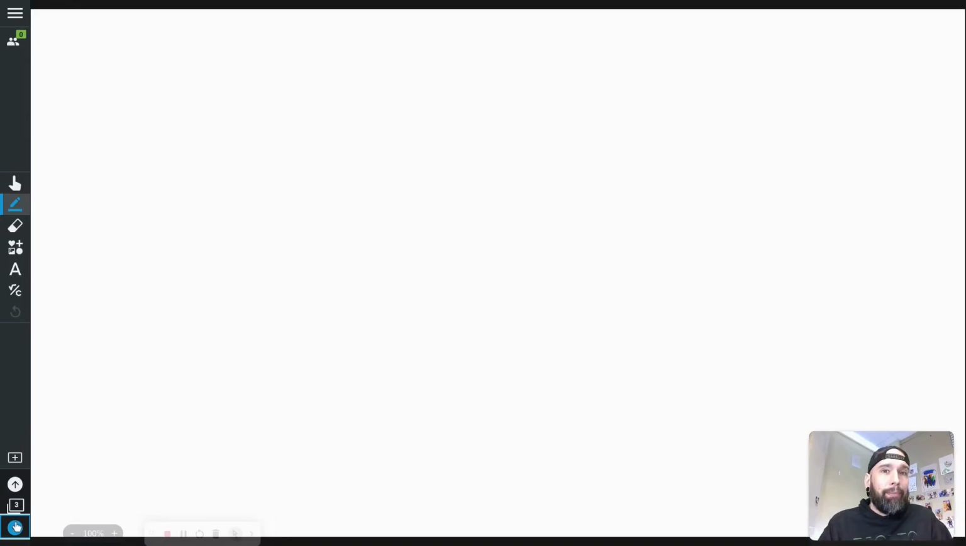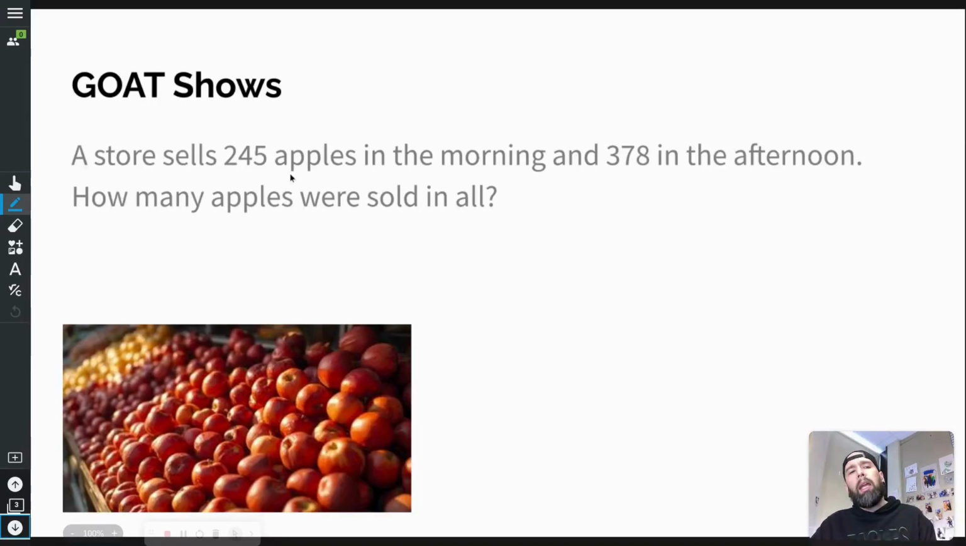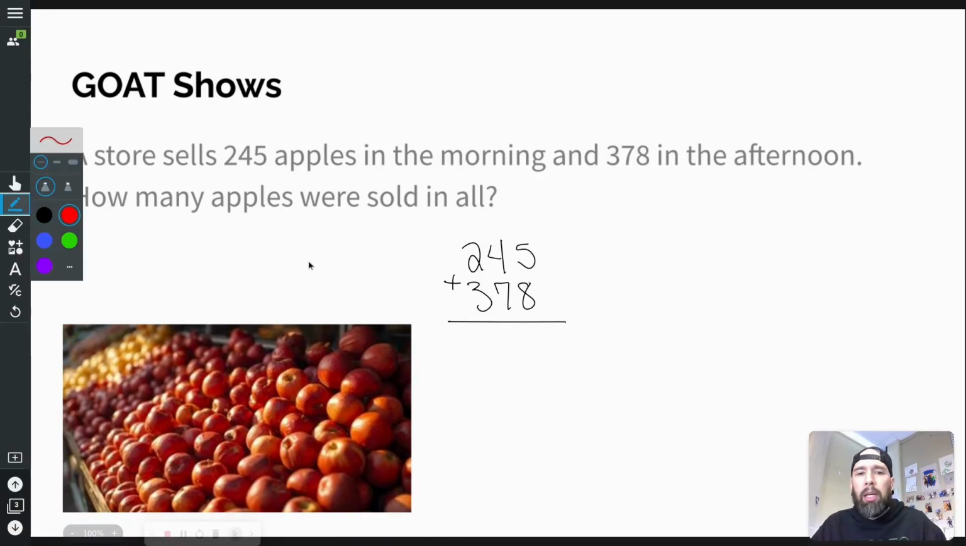So, a store sells 245 apples in the morning and 378 in the afternoon. How many apples were sold in all? If you're going to combine this many and that many, that's addition. So we're going to do 245 plus 378. So this is a one-stepper like I said it would be.